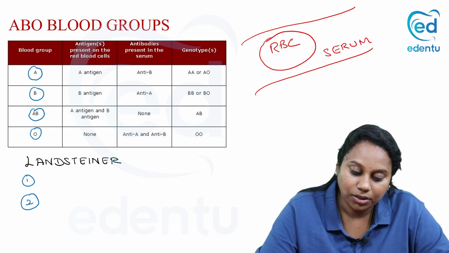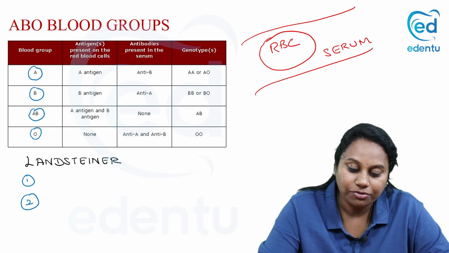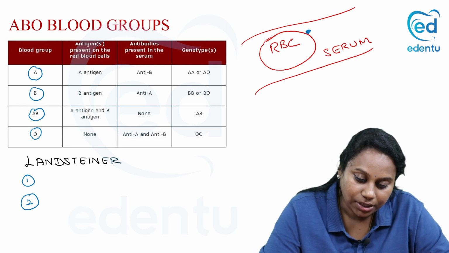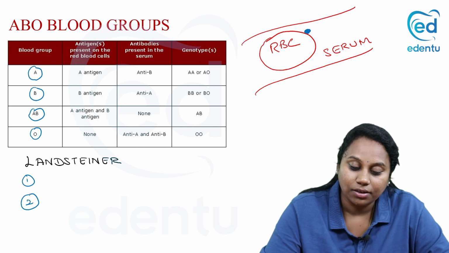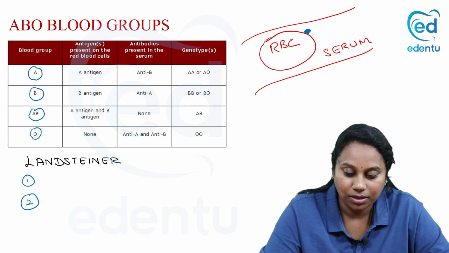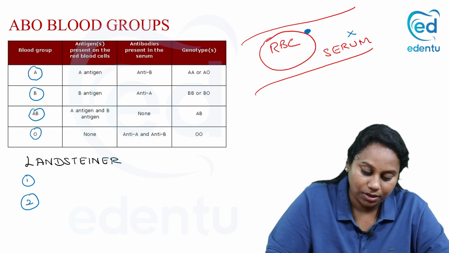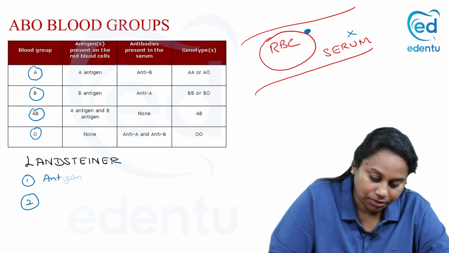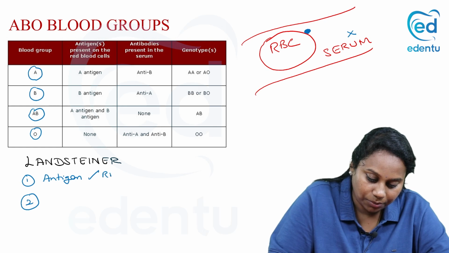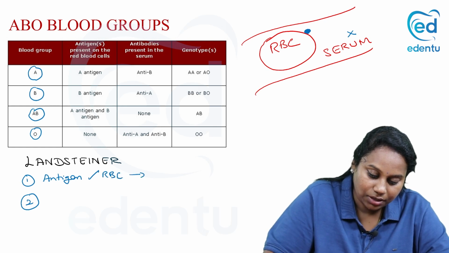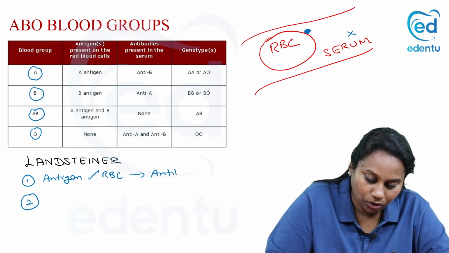On the right panel, you can see a blood vessel. There's an RBC and serum. If a particular antigen is present on the RBC, the corresponding antibody must be absent in the serum. This is the first law. If an antigen is present on the RBC, the corresponding antibody must be absent in the serum.